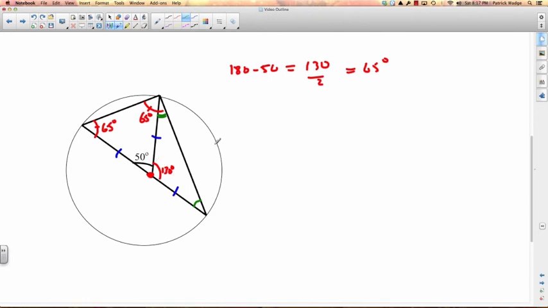So if this is 130, then 180 minus the 130 leaves you with 50 degrees. And these 2 together have to equal 50 degrees. So divide it by 2 and you get 25 degrees here. This is 25 degrees and this is 25 degrees. And I think that's all of them. Okay, we're finished. That's the sort of thing you need to be able to do in this section.